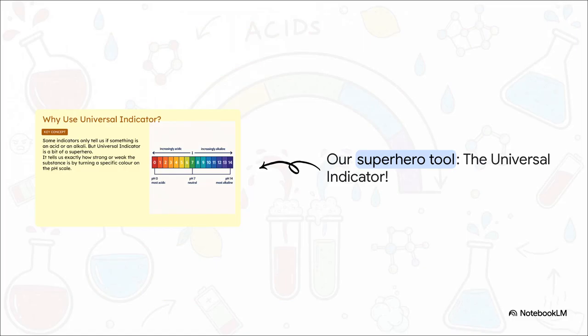And that brings us to our absolute superhero tool of the day, the universal indicator. Now, this isn't just your average chemical test. Some basic indicators only do half the job. They simply tell us if a liquid is an acid or an alkali and leave it at that. But the universal indicator goes way beyond that. It's a superhero because it tells us exactly how strong or how weak that substance actually is, just by changing into a very specific color on what's called the pH scale.